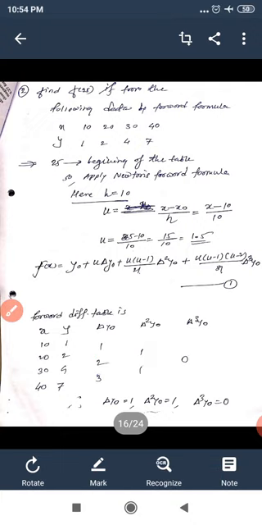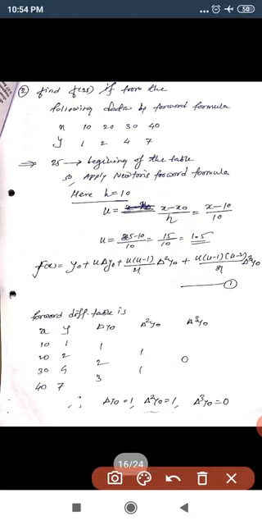Now here h equal to what? The length of the interval: 10, 20, 30, 40. So the length of the interval is h equal to 10, and u is equal to x minus x0 upon h. x0 equal to 10, the beginning value, divided by 10. And we are calculating f of 25. So here put x equal to 25. So 25 minus 10 divided by 10. So 15 upon 10 is 1.5. So u is equal to 1.5.